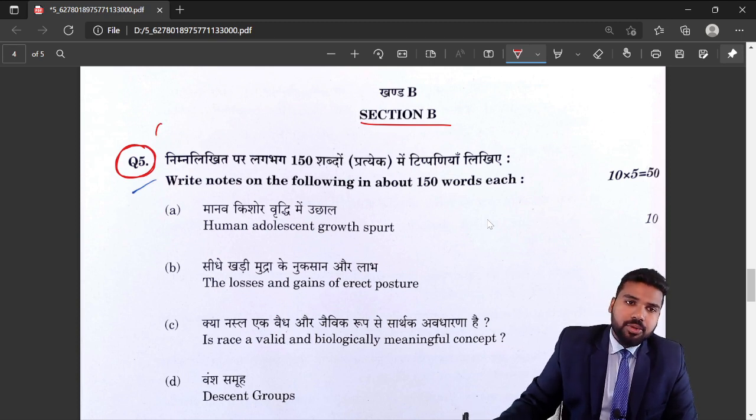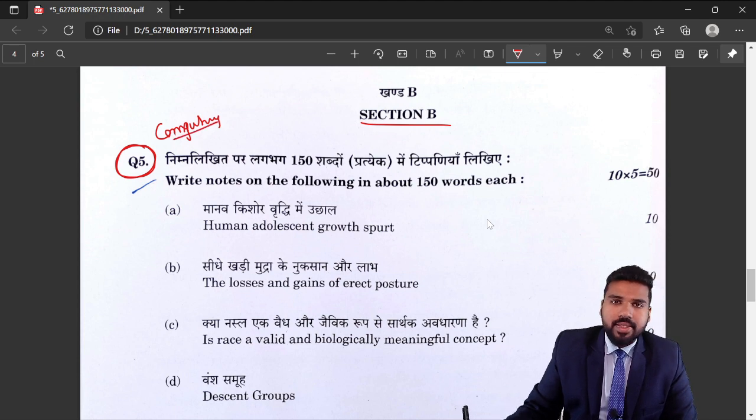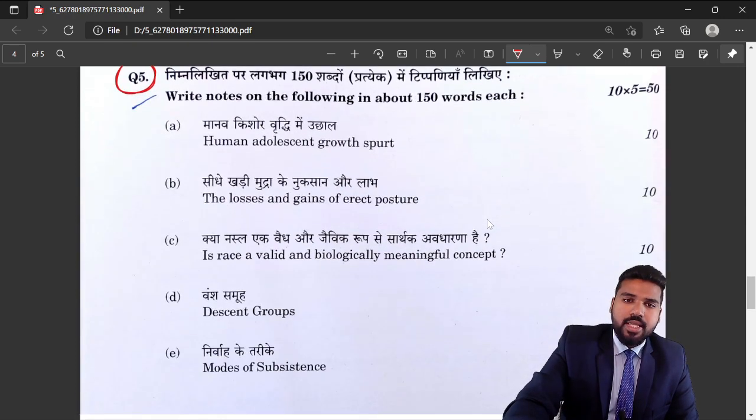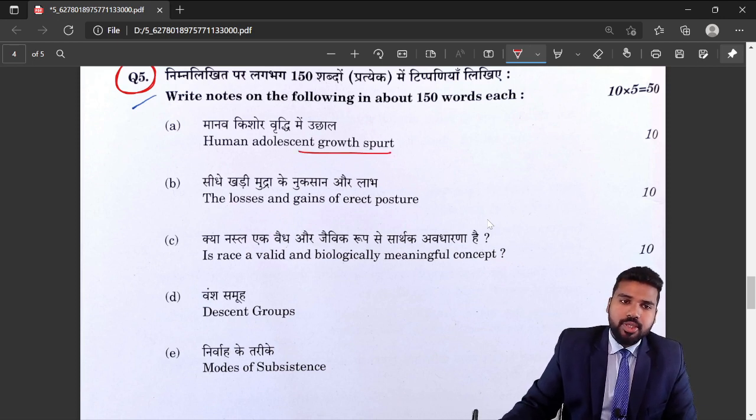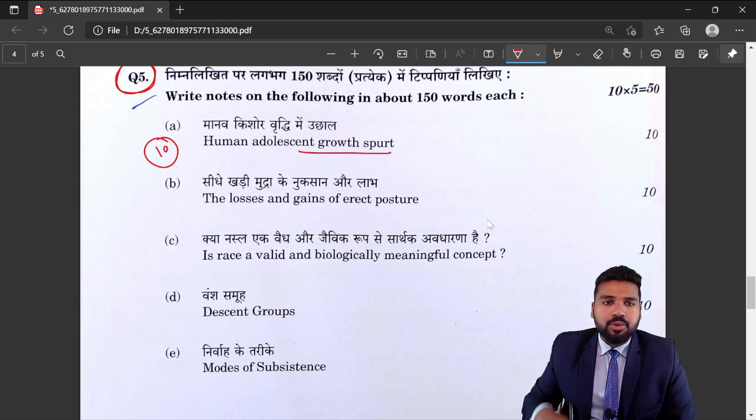It is a compulsory question and it has 5 parts. Each contains 10 marks and you have to write all of them. Let's look at what these questions are. Is there anything surprising here or not? See here, the first one is human adolescent growth spurt. It is from your unit 10, human growth and development.